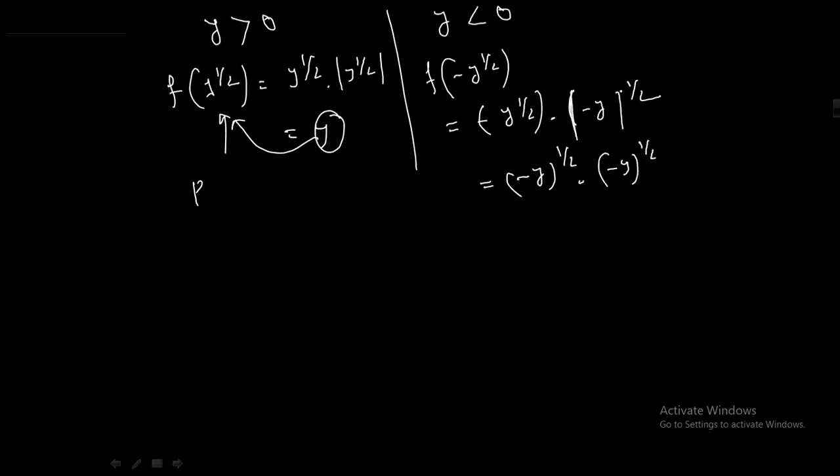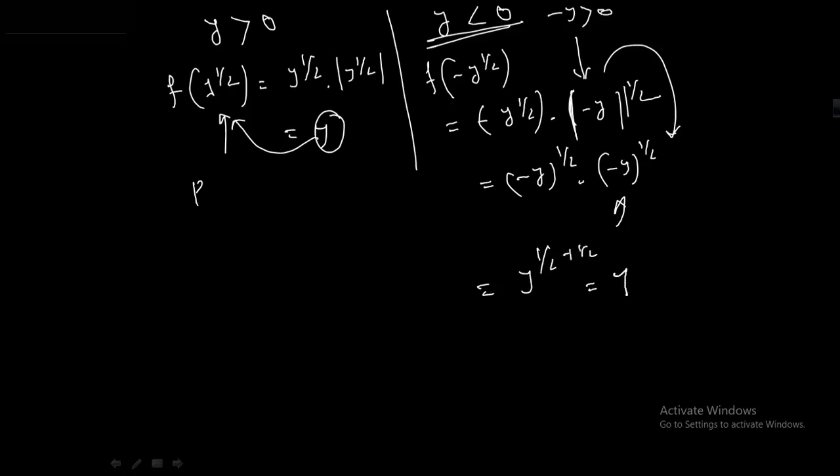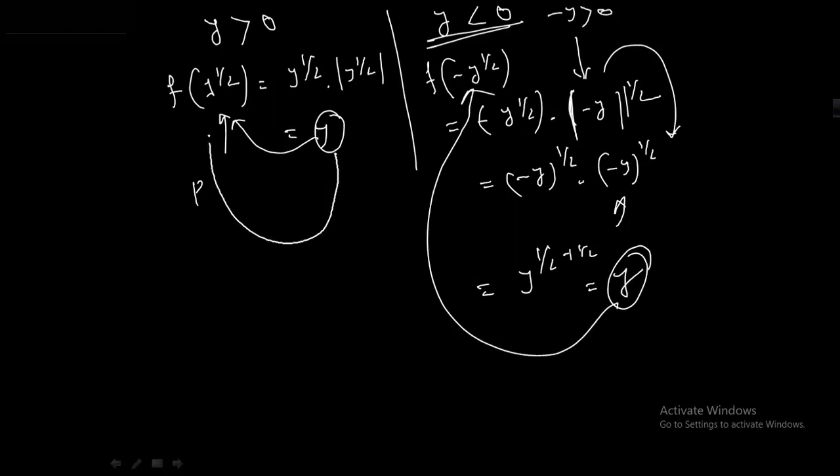Sir, why did we put a minus after the mod as well? Because if y is less than 0 then minus y is positive, and when the mod has a positive value, positive comes out. So this is y to the power half plus half, that is equal to y. Therefore y is the image of this element. So if y is positive, then it will be the image of this element. If y is negative, then this will be the image of this element. Hence any positive or negative real value has pre-images.